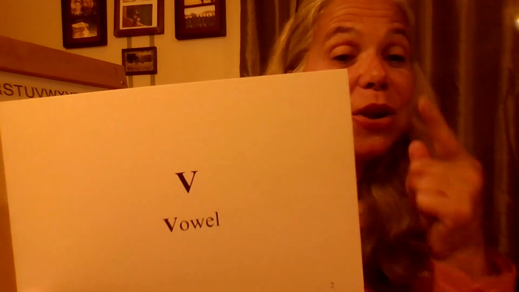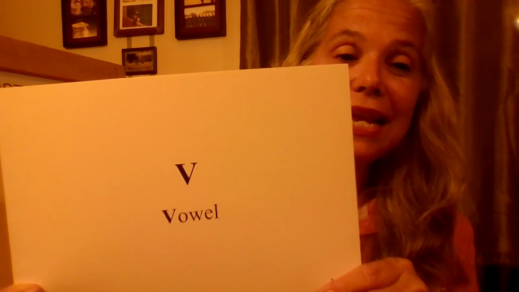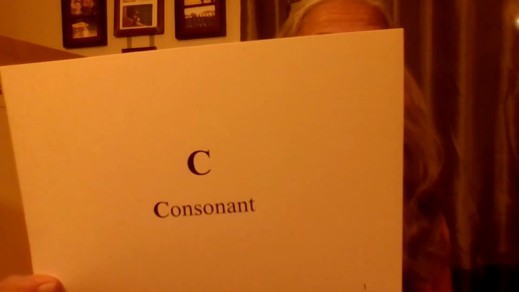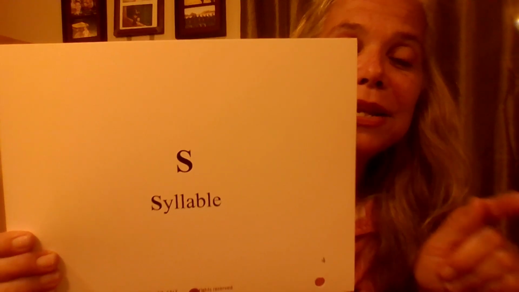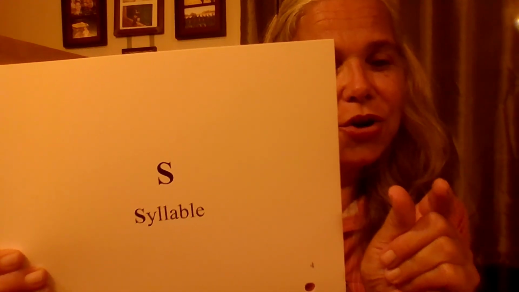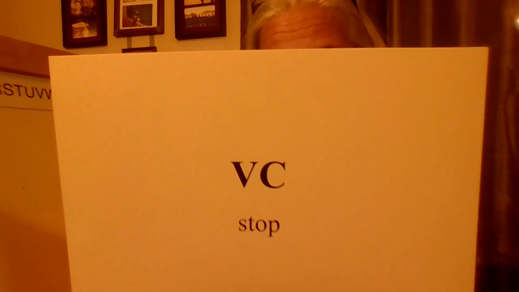When a sound is made with an open mouth and the sound is voiced, then the letter is a vowel. The vowels are A, E, I, O, U. Consonants are sounds that close or partially close our mouths with our tongue, teeth, or lips. A syllable is a word or part of a word with one vowel sound. If a syllable ends with a vowel, it's called an open syllable because vowels are open sounds. If a syllable ends with a consonant, it's called a closed syllable because consonants are closed sounds.